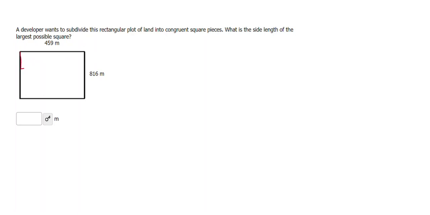So I'm gonna make a bigger square just so we can recognize it. It wouldn't be this big, obviously, right? But I just want to be able to see what I'm doing here. So let's say that was X, and this is X, right? Because it's a square piece of land.